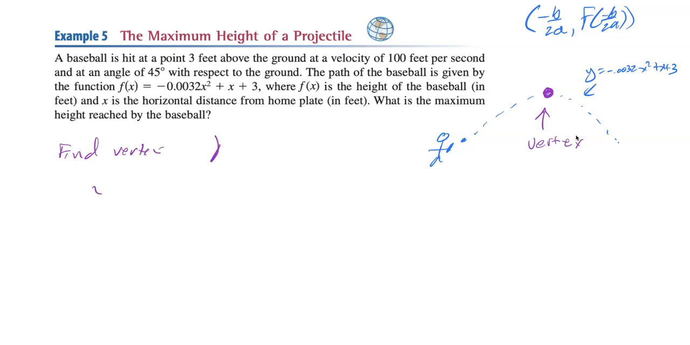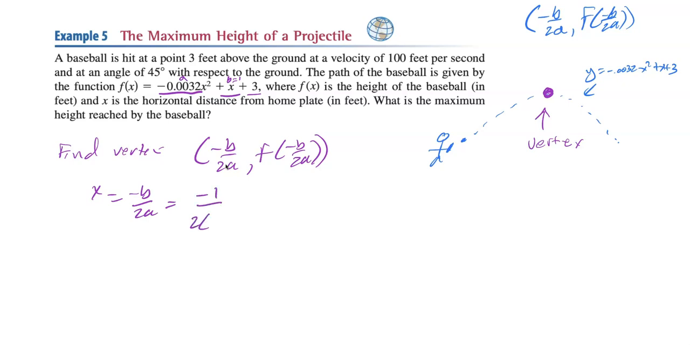We're going to use the formula, negative b over 2a, f of negative b over 2a, which just means use that to find the x of the vertex. That's the symmetry. What's my a, b, and c? Well, we have the equation. A is here, b is 1 because you don't see a number in front, and then c is 3. So negative b, negative 1 over 2 times negative 0.0032. I'm going to need a calculator, and that's going to get me 156.25. So that's my x on the vertex.